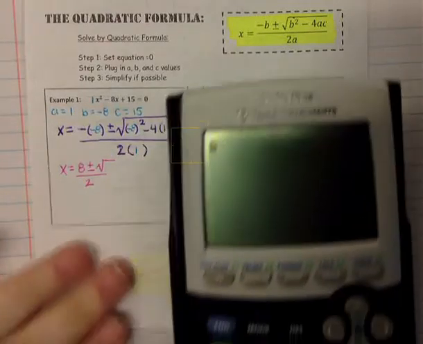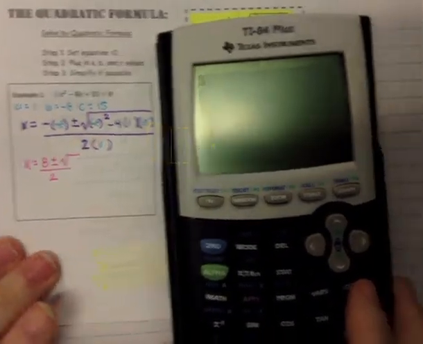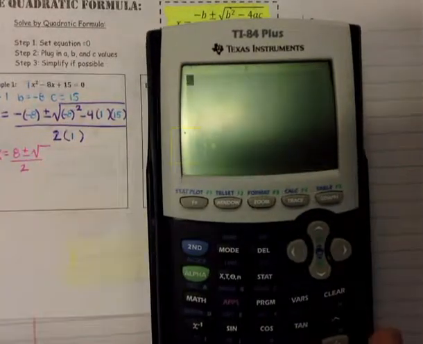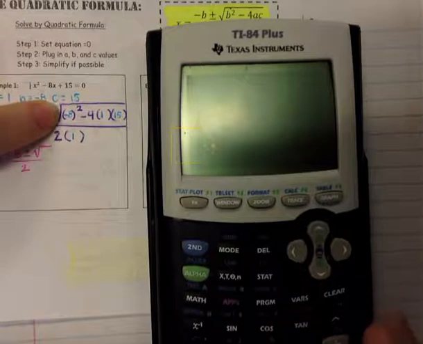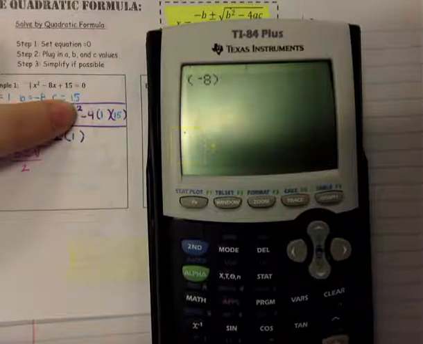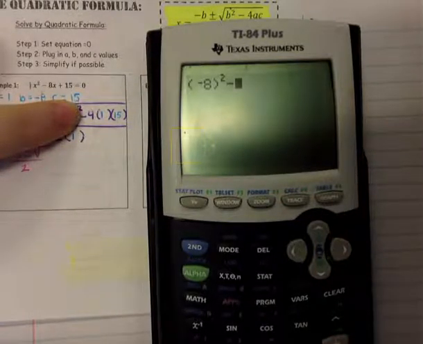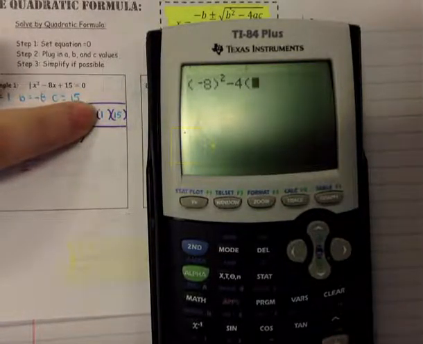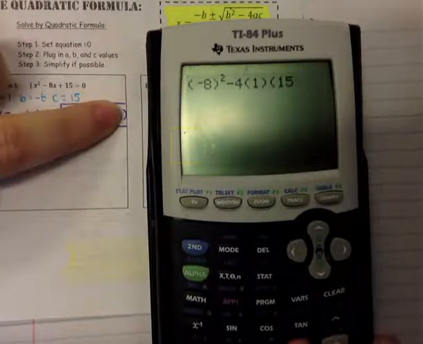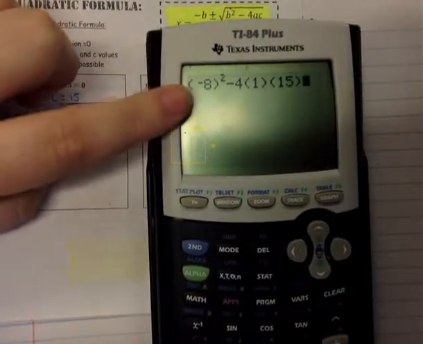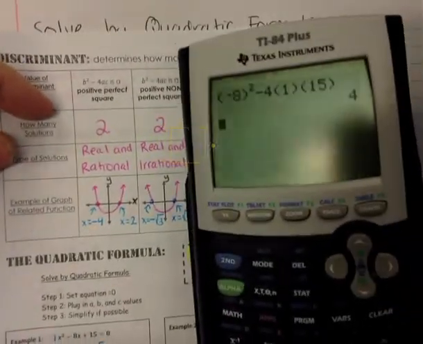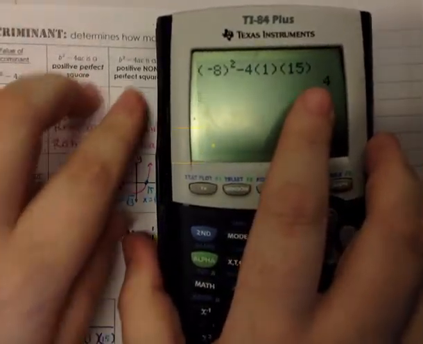So I'm going to turn my calculator on. And what I'm going to do is literally type in the discriminant, the radicand, exactly as I see it. So notice that it has parentheses, negative 8, close parentheses, squared, minus 4, parentheses, 1, close parentheses, parentheses, 15, close parentheses. This is my discriminant value. This is equal to a 4. Now if I come back up to the discriminant, this is a positive, so now I'm looking at one of these two.